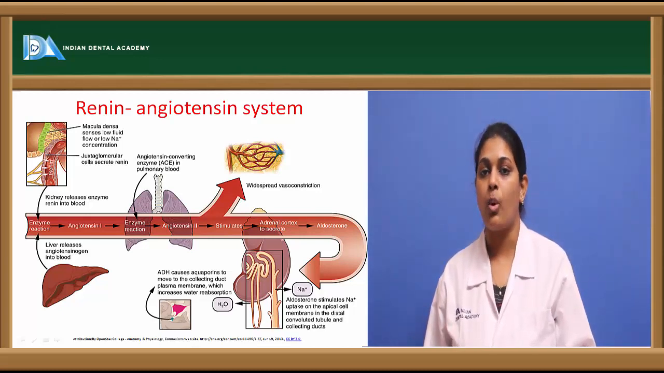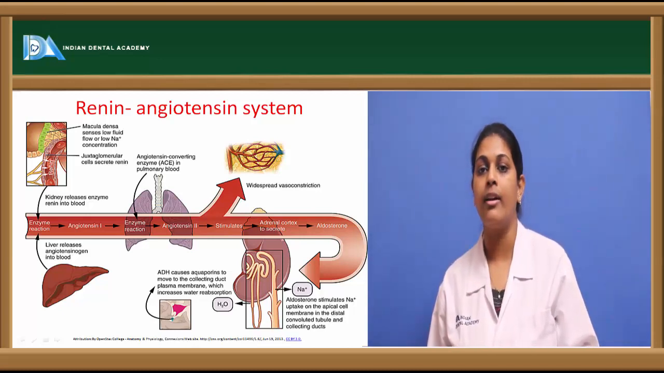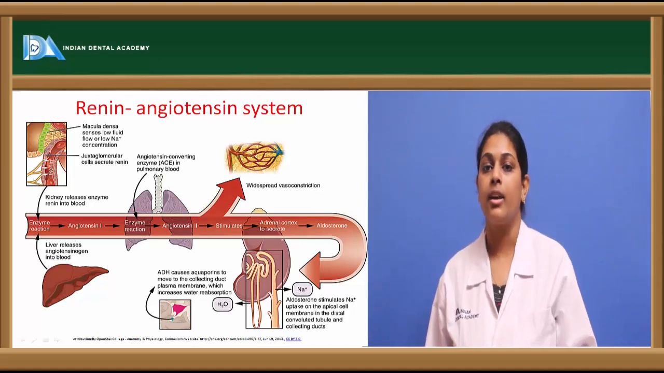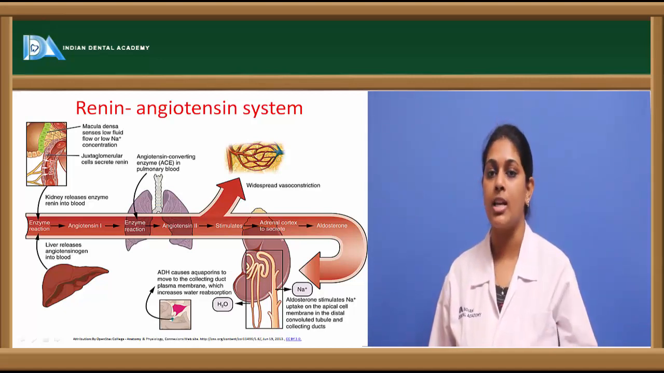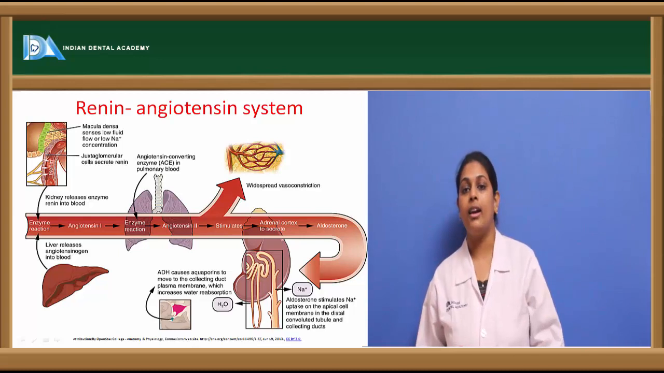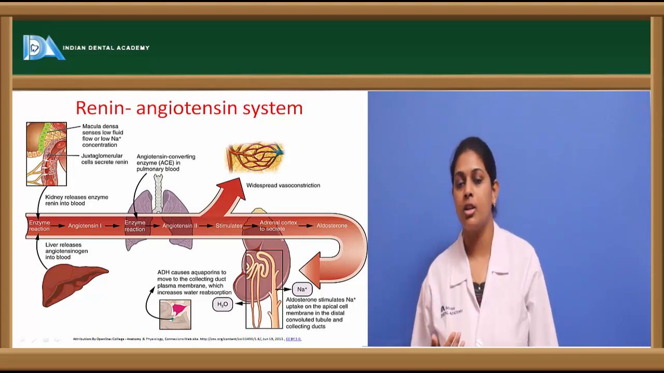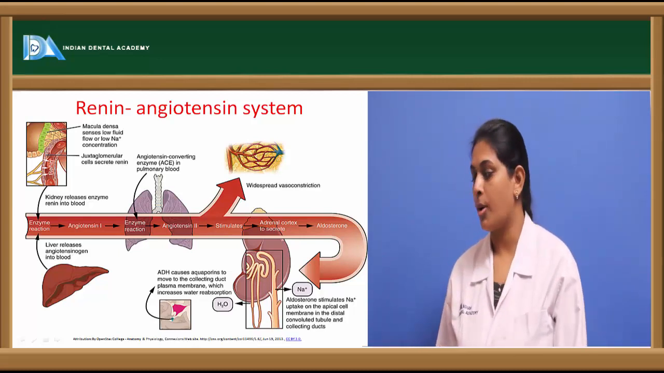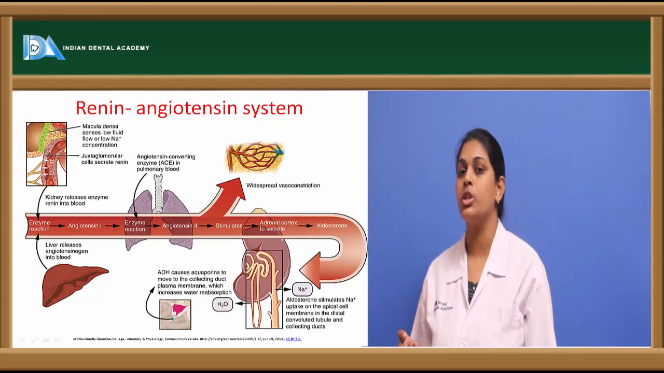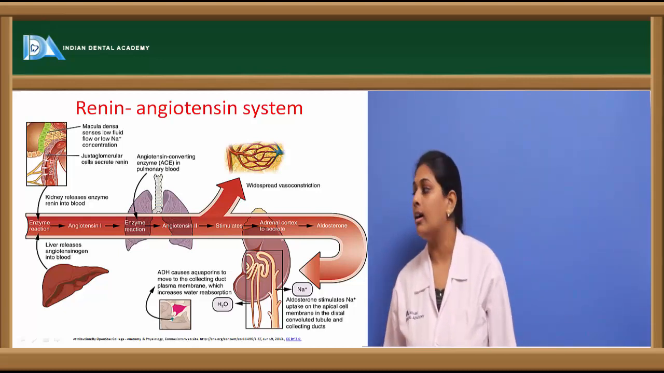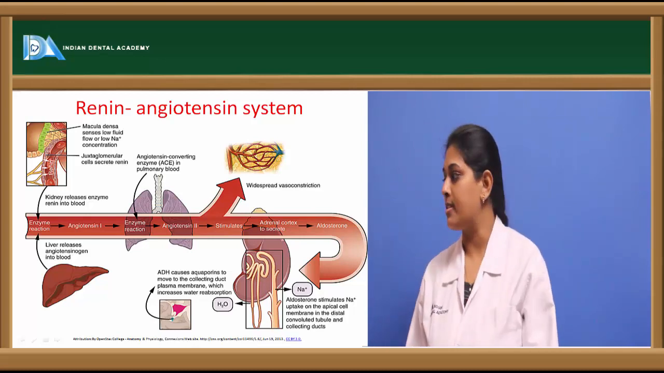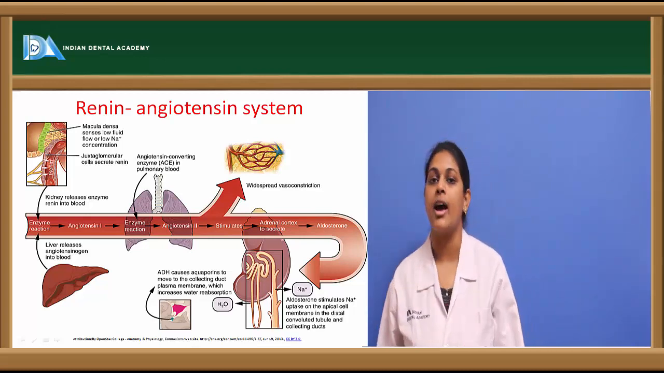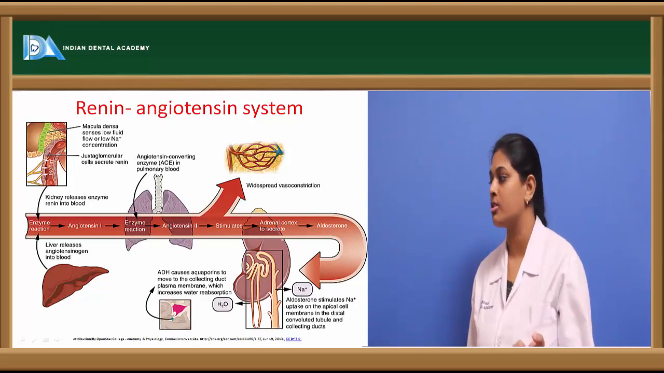Once this angiotensin 1 is converted, and since it is unstable in the kidney, it is transported to the lung. In the lung, angiotensin 1 is acted upon by an enzyme known as convertase, which is already present there. This is also known as angiotensin converting enzyme, present in the pulmonary blood. It converts angiotensin 1 into angiotensin 2.